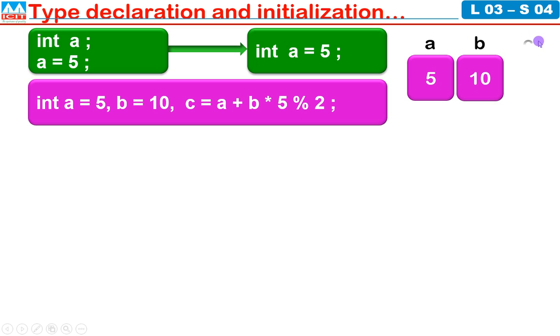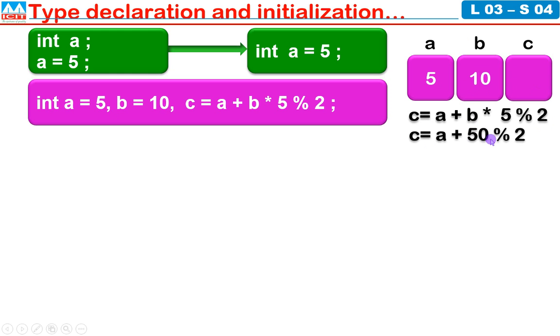C equal to, this is another 2 byte space that must be reserved to the variable c. In that you need to store what value? A plus b star 5 modulo 2. Let us solve this. C equal to a plus, okay, b star 5 must be done first. B value is 10. 10 into 5, 50 modulo 2. 50 modulo 2 will be 0. A plus 0. What is the value of a? 5. So, c value will be 5. You are going to store 5 value in the variable c.